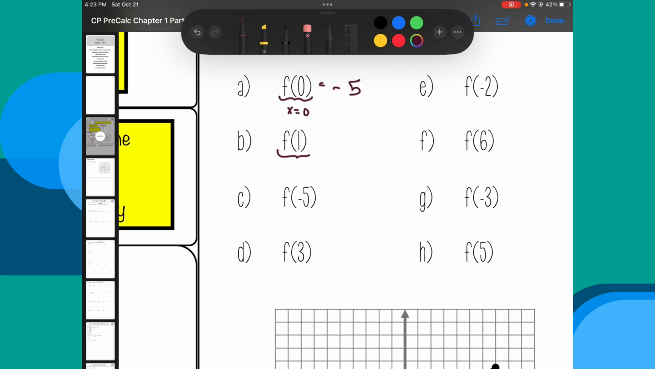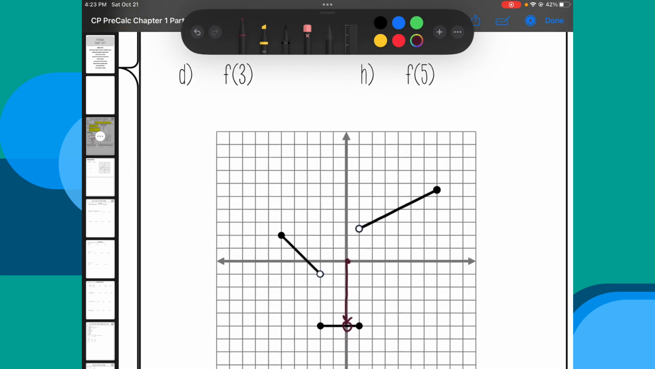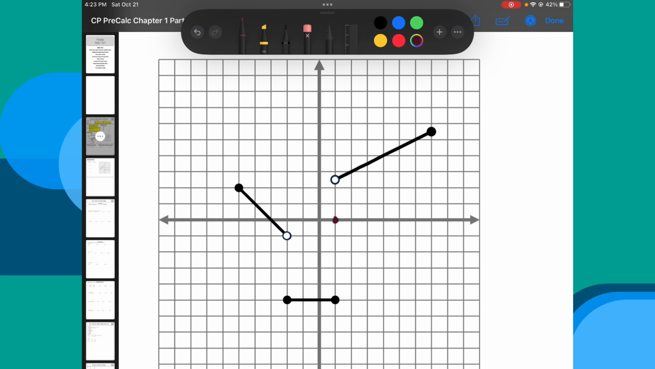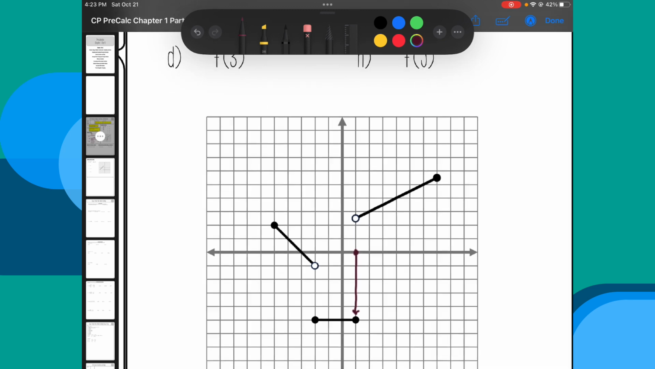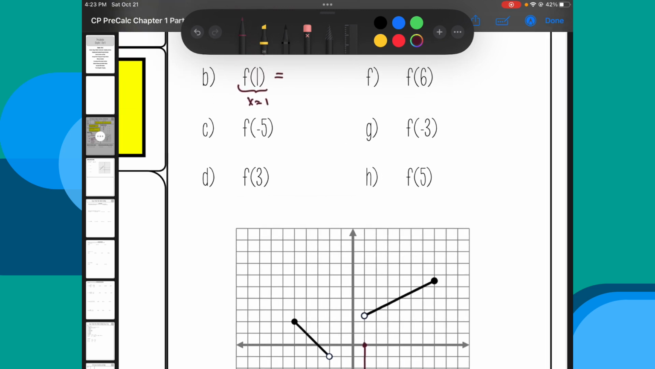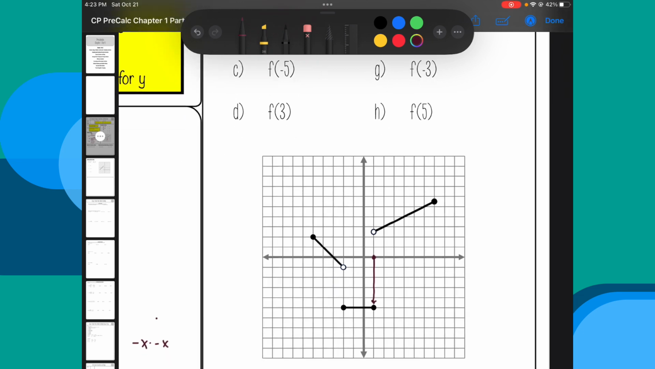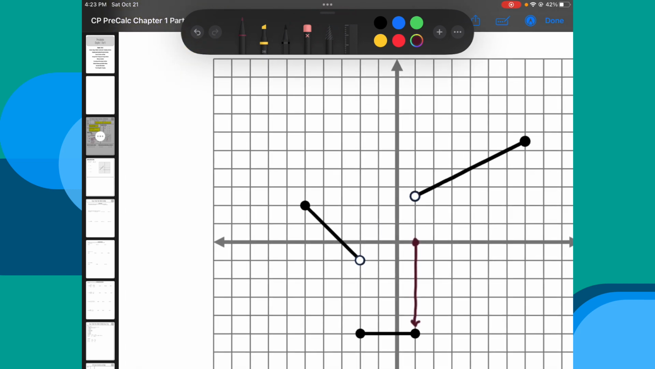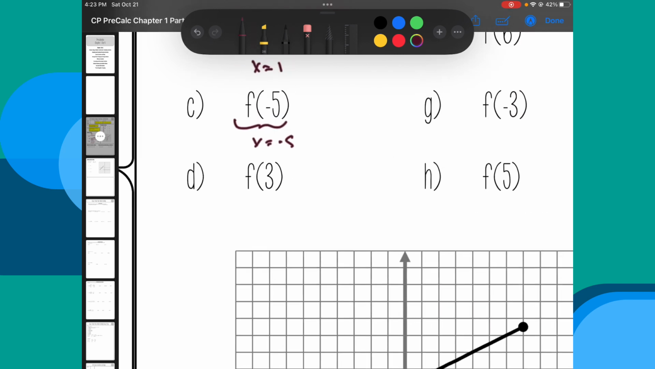This means find the y value when x is equal to 1. Okay, so if x is equal to 1, that's right here. An open circle means the graph doesn't exist there, so we need to go to the closed circle. That's also -5. Okay, the next one is saying, what is y when x equals -5? So let's go to -5 right here. And if we go up to our graph, the y value where our graph is, is equal to 2.